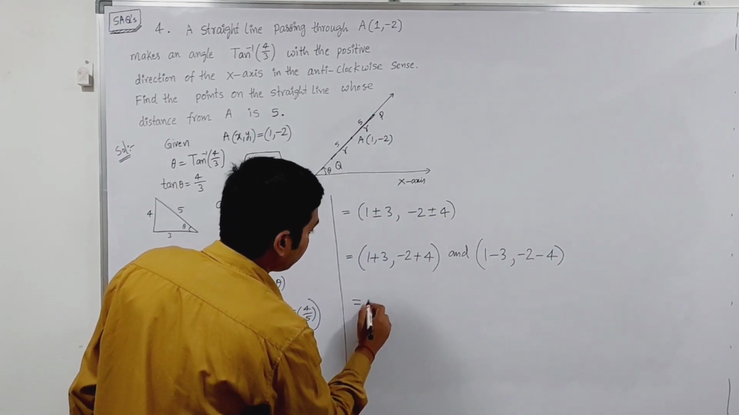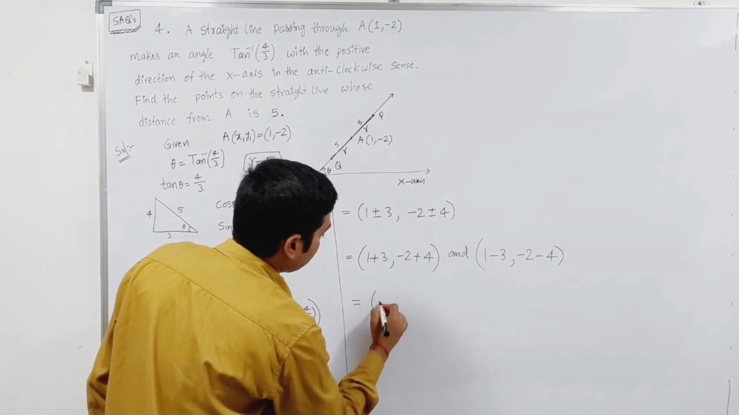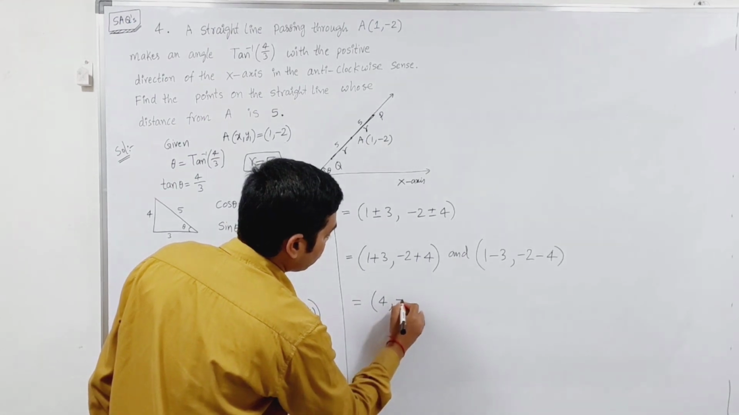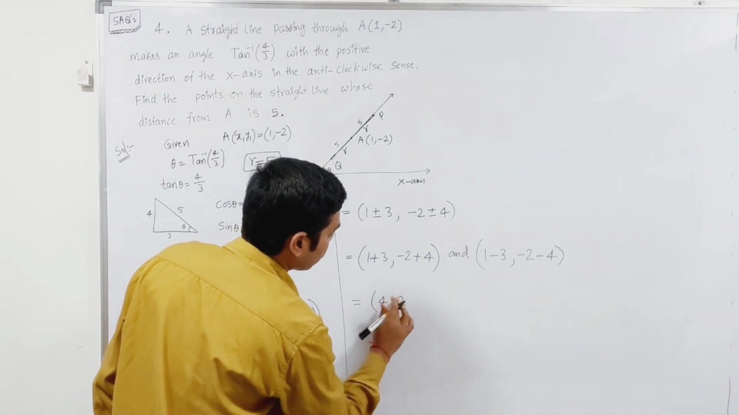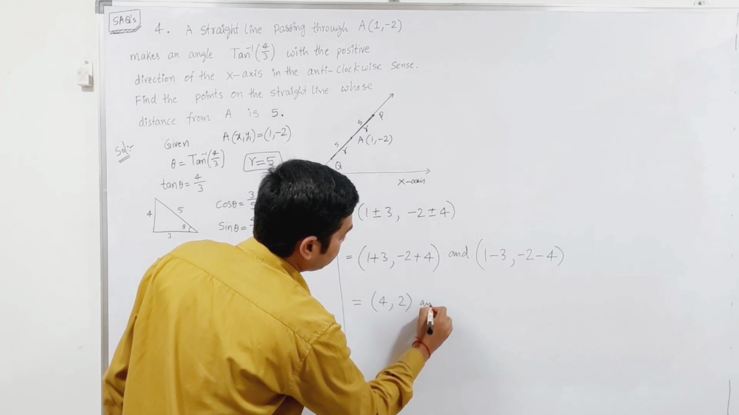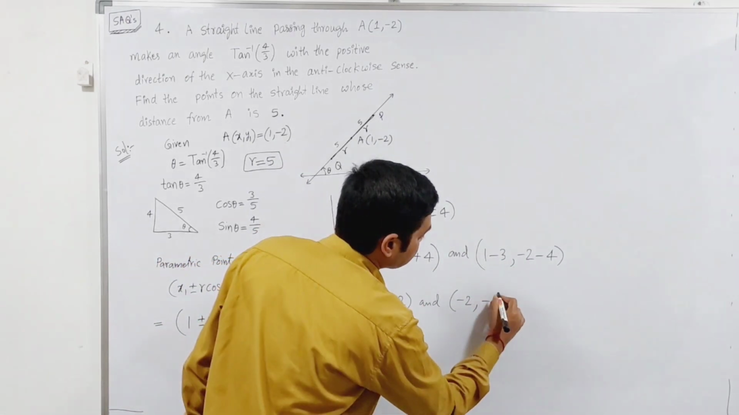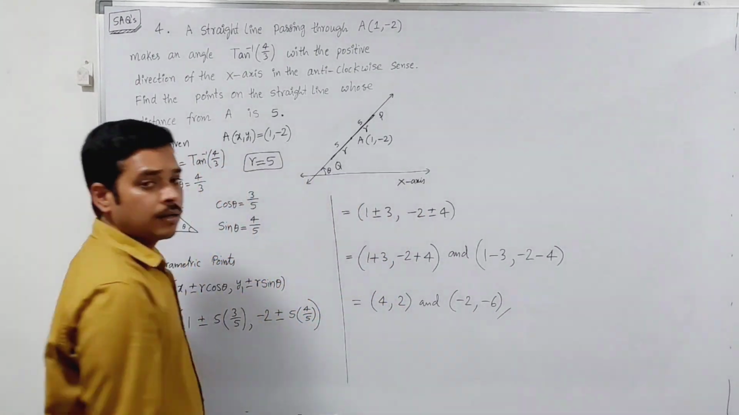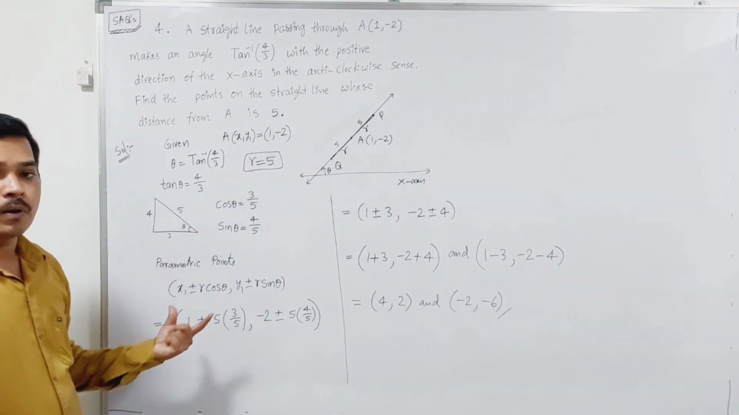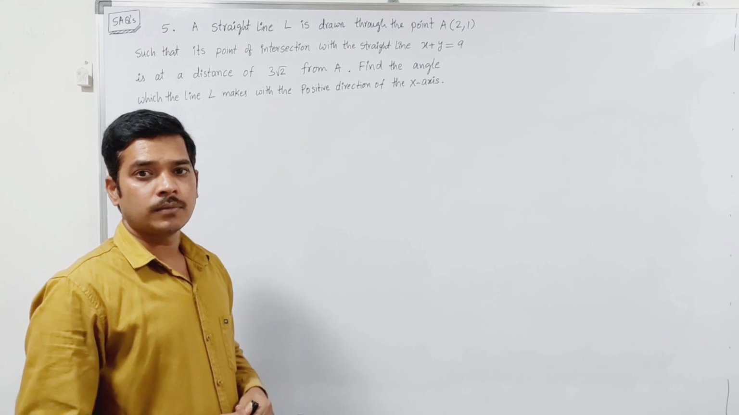So from these above points, we get (4, 2) and (-2, -6). This is the first point, this is the second point. There are 2 points possible.